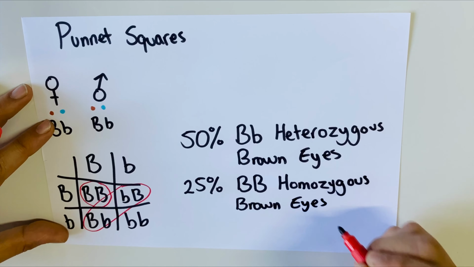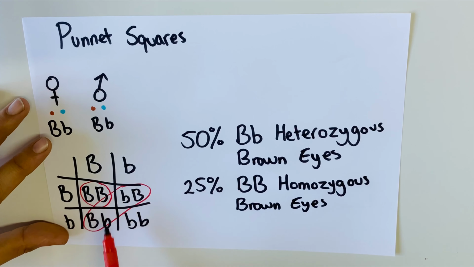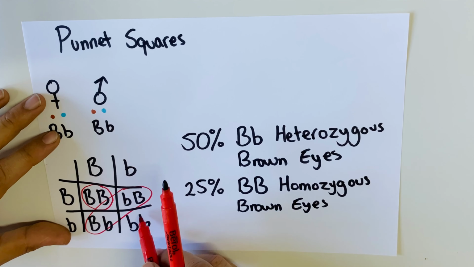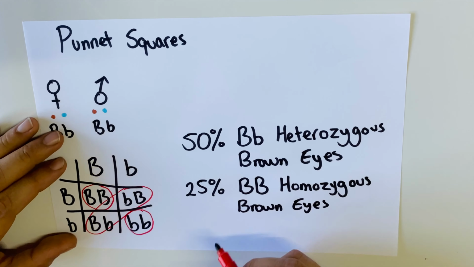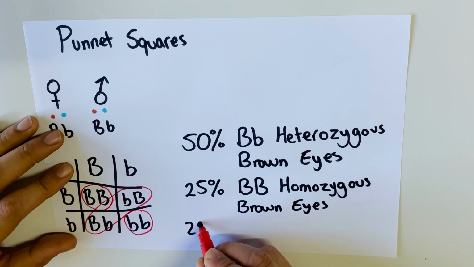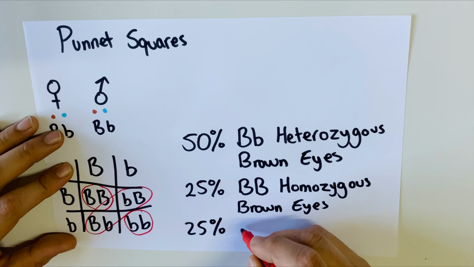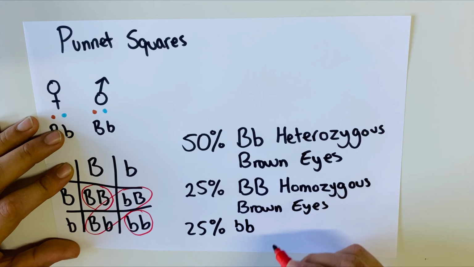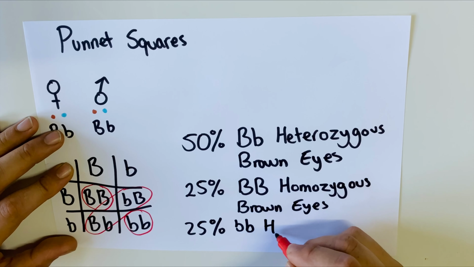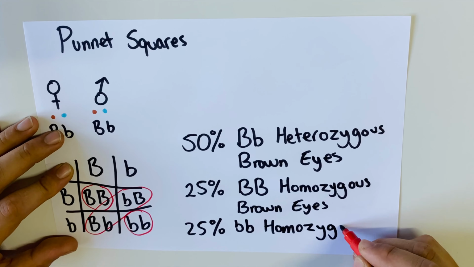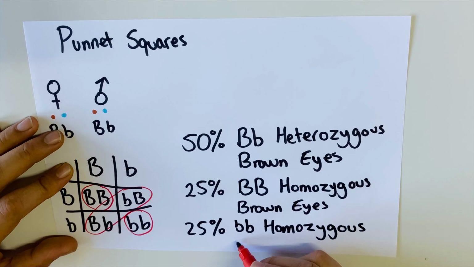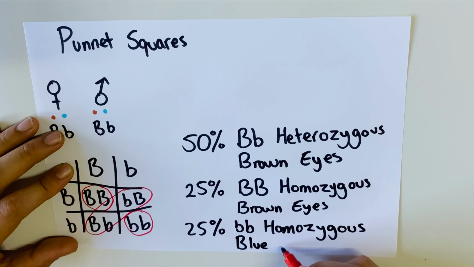And finally, you would have this one here, where we're looking at 2 little b's, again 1 out of 4, so 25% chance that it would be little b, again 2 of the same, which means homozygous, and therefore blue eyes.